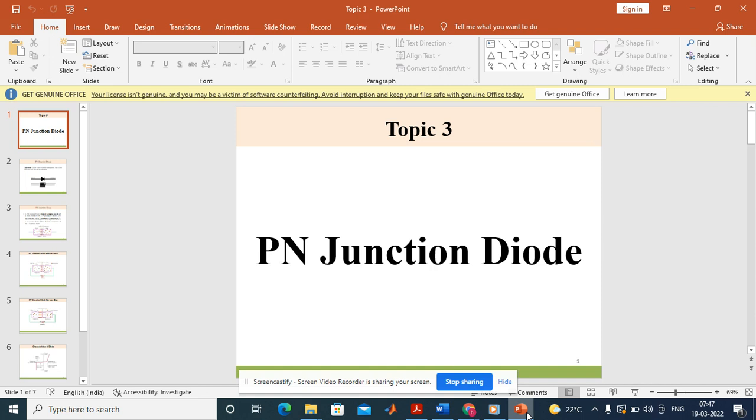Topic 3 is about PN junction diode. In electronic devices and circuits, when we are dealing with active devices, there are various types of active devices like PN junction diode, bipolar junction transistors, and field effect transistors. In this topic, we'll see in detail about PN junction diode.